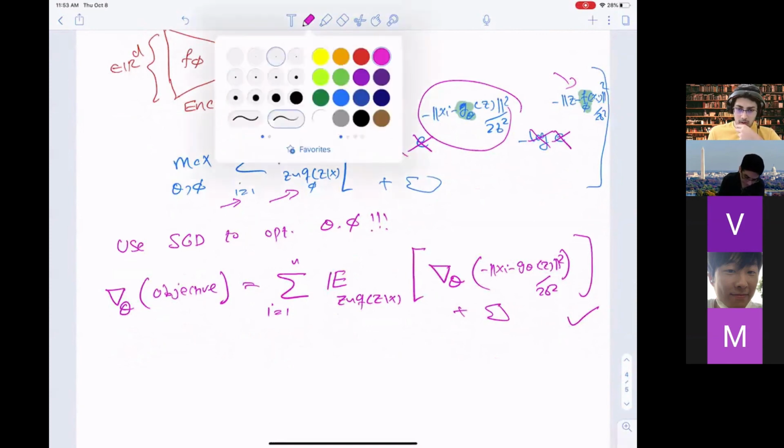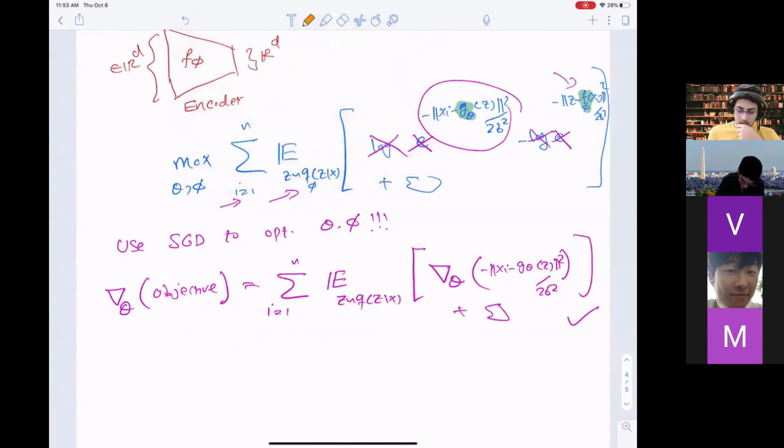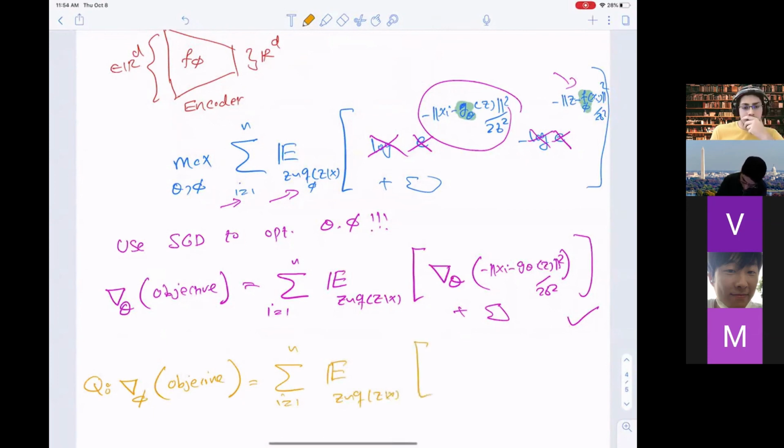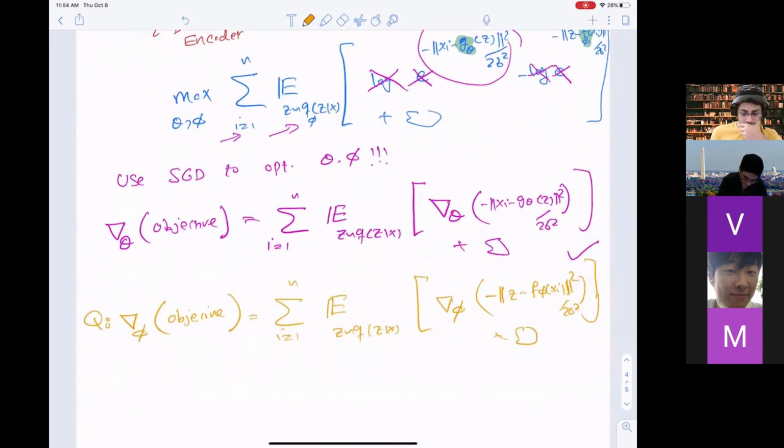What about the gradient with respect to phi? Can I do the same thing? Gradient of my objective, expectation over Q of z given x. Again, same story, gradient with respect to phi. The only difference potentially here is that the first term doesn't depend on phi, the second term depends on phi, and we get an objective like this plus some other terms, and then we compute the gradient. Can I do this? All right, one answer I see, no. And I see another no.